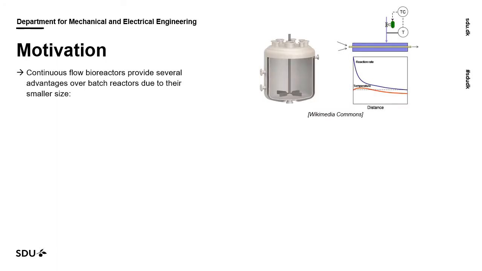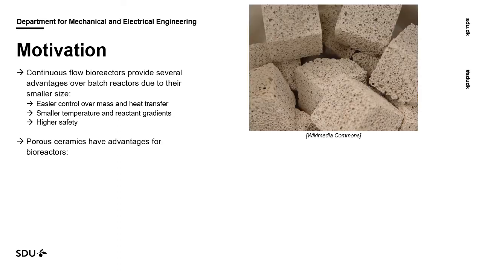So the motivation for looking at continuous bioreactors is that they have several advantages over batch reactors, and it's mainly due to their smaller size. So you have easier control over the mass and heat transfer, you have smaller temperature and reactant gradients as is illustrated here, and we have a higher safety that follows from that.